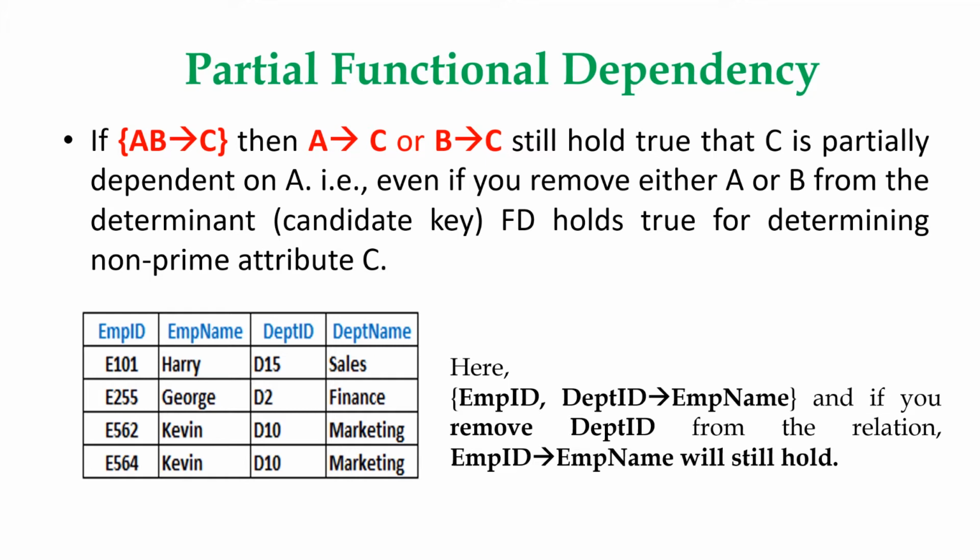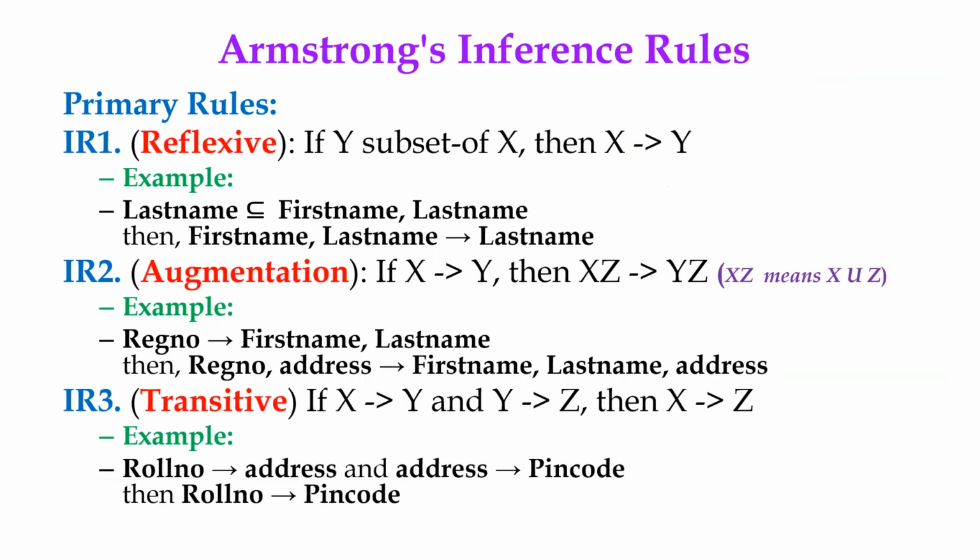So these are all the types of functional dependencies. Now let us see some of Armstrong's inference rules.